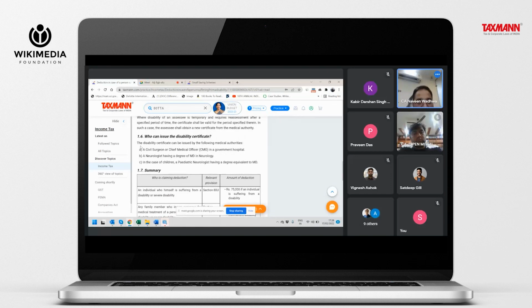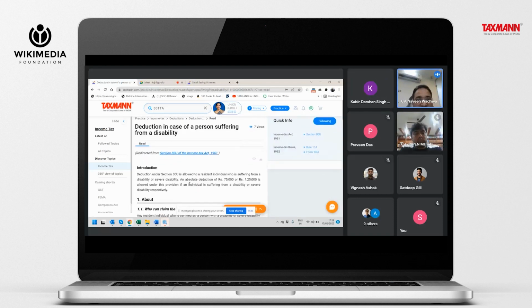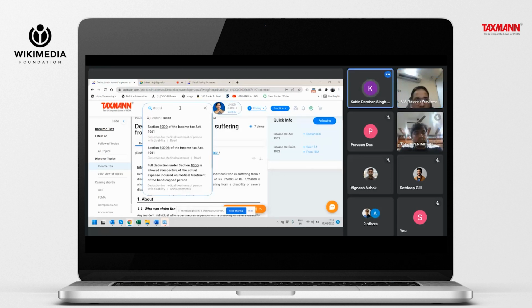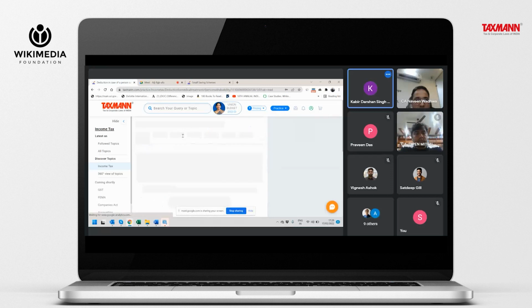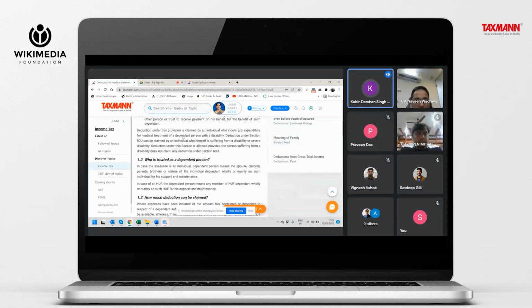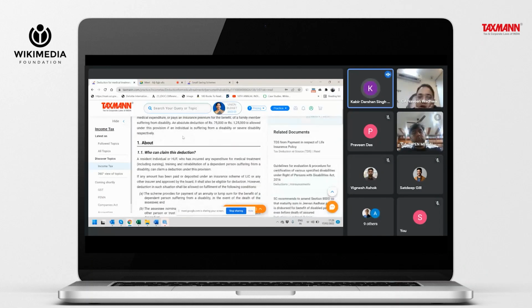That's a really good point. Sir, you can see that the disability certificate can be issued by the following medical authorities: a civil surgeon, a chief medical officer in a government hospital, or a neurologist having a degree of MD neurology. So okay, the same doctor can do it. Yes. But you can't claim a deduction in section 80U. So you will have to go to... do you want to claim deduction for yourself or for your father? No, for my dad. He's 72, so I'm already paying their insurance. Apart from that, for this as well, I wanted to see if we could get it, because the insurance itself covers just half the amount.